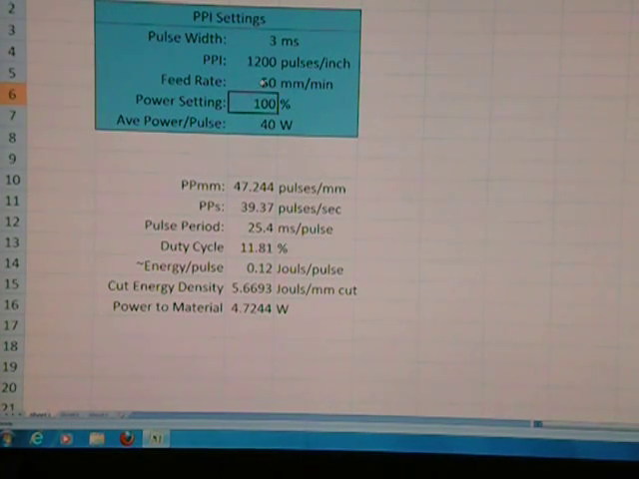But if I'm right about this, I should be able to significantly improve the cut around the corner with that. So now let's talk about how you would find the right settings for your material. In general, what I would do is set this to 400 PPI, feed rate of 400, 100% power, and I do a test cut.